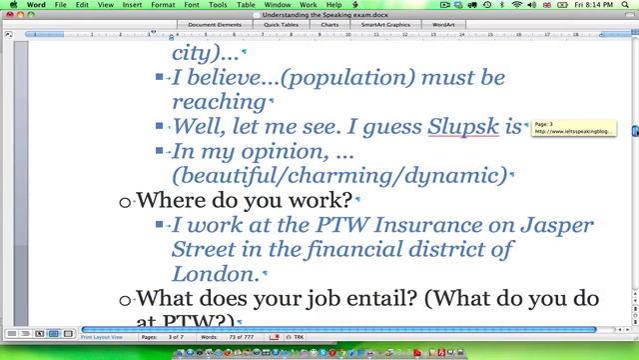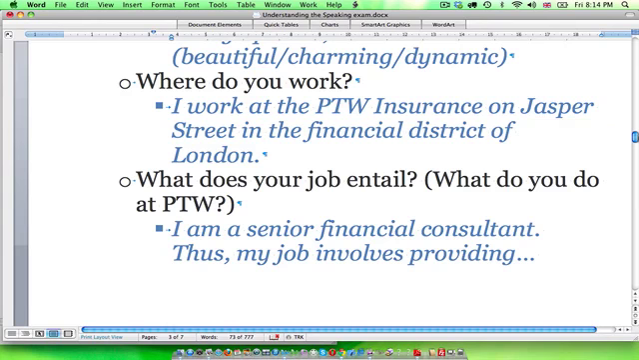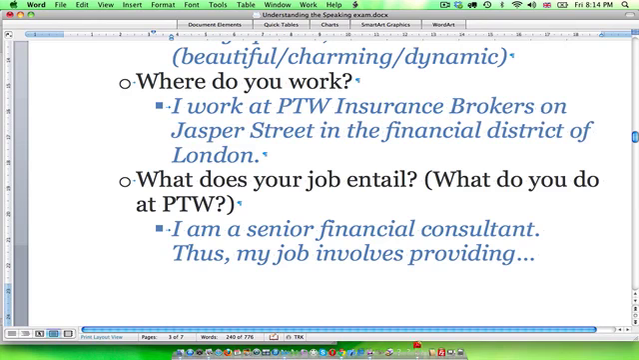Now, if the questions are asking you about work, for example, the obvious one, where do you work? This is a very simple, straightforward question that's looking for facts. There is no need to use a phrase like, well, let me see. That doesn't make sense, because you know where you work. You should be able to answer this within a second. So, straightforward: I work at PTW Insurance Brokers on Jasper Street in the financial district of London.